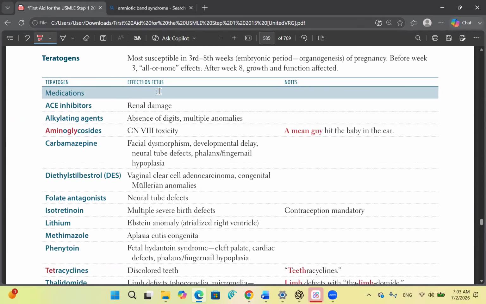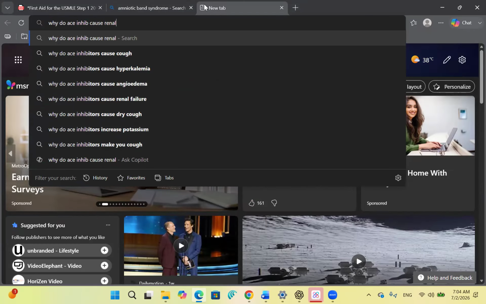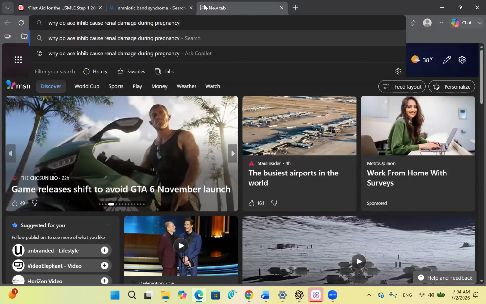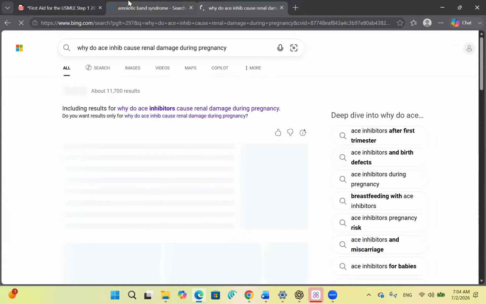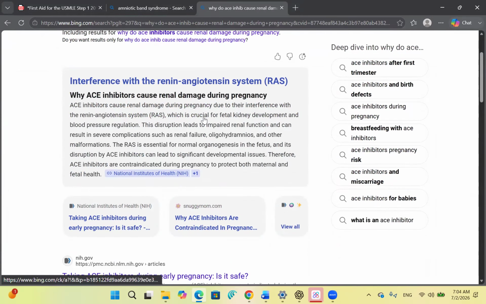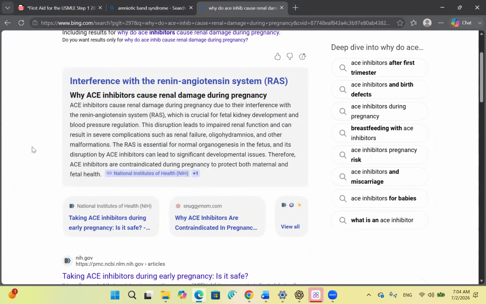The first are ACE inhibitors, they cause renal damage. We gotta search why ACE inhibitors cause renal damage during pregnancy. And it says their interference with the RAS, which is crucial for fetal kidney development and blood regulation. Okay, so they act on the RAS, and the RAS is important for fetal kidney development, essential for normal organogenesis, and its disruption by ACE inhibitors can lead to significant developmental issues.